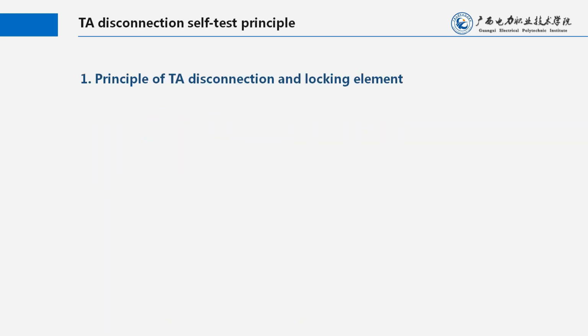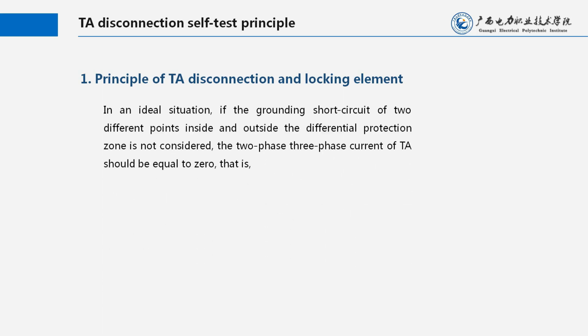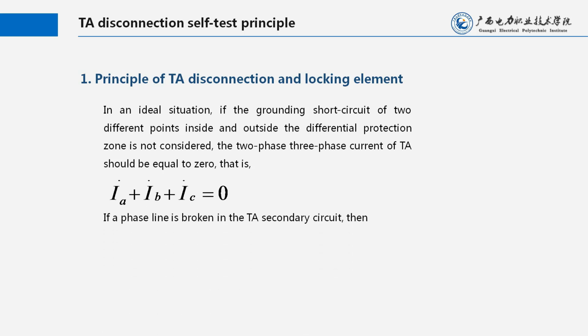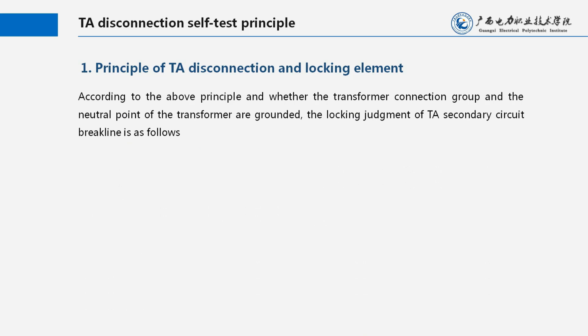1. Principle of TA disconnection and locking element. In an ideal situation, if the grounding short circuit of two different points inside and outside the differential protection zone is not considered, the two-phase three-phase current of TA should be equal to 0, that is, if a phase line is broken in the TA secondary circuit, then according to the above principle and whether the transformer connection group and the neutral point of the transformer are grounded, the locking judgment of TA secondary circuit break line is as follows.